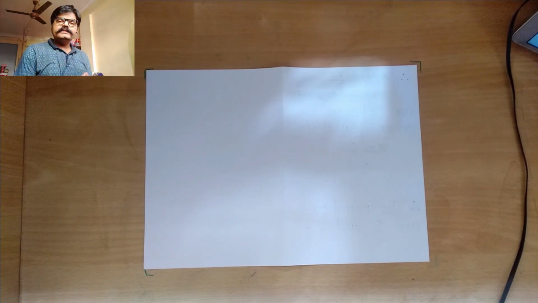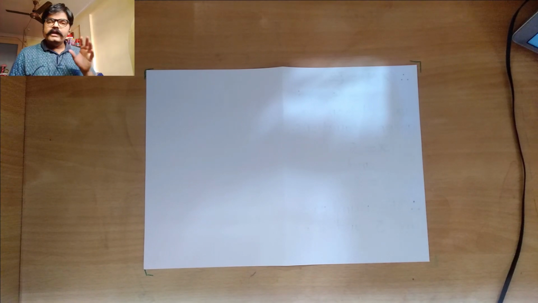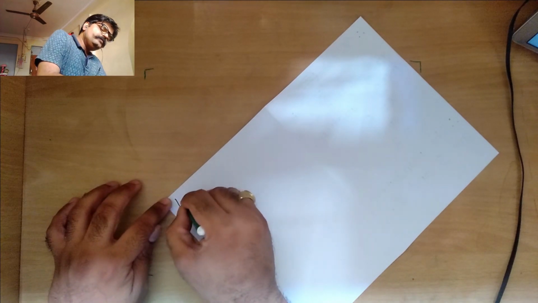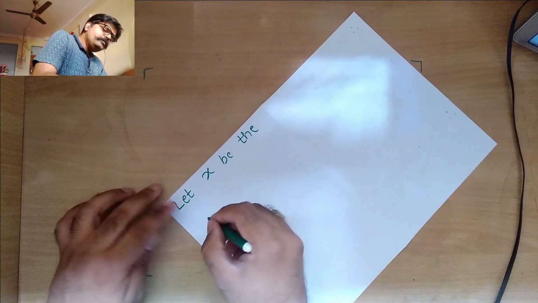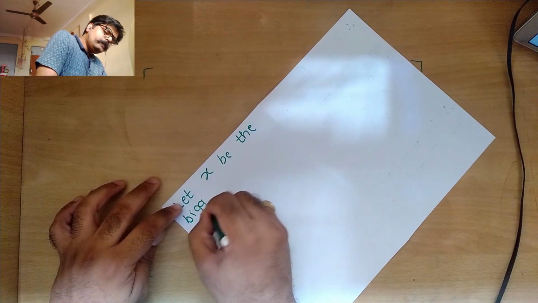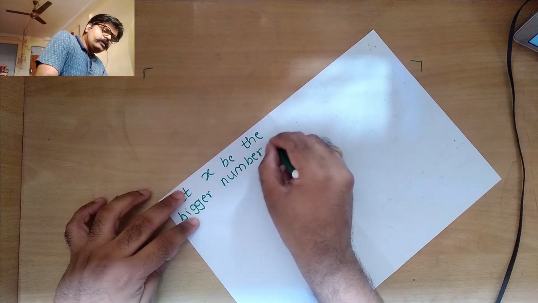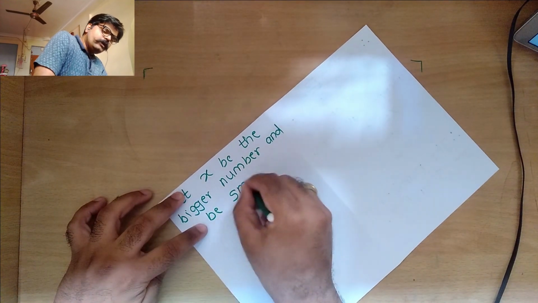So what our first strategy, while assuming the variables, obviously we are going to assume those two numbers are actually variables, and while assuming these variables initially itself we are going to take a call that one of them is going to be the bigger number, another is going to be the smaller number. So let x be the bigger number and y be smaller number.